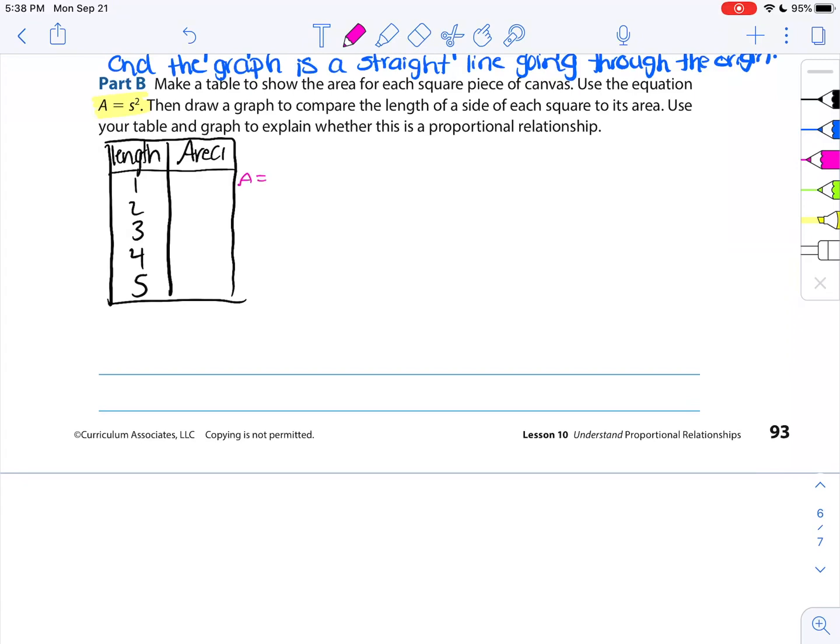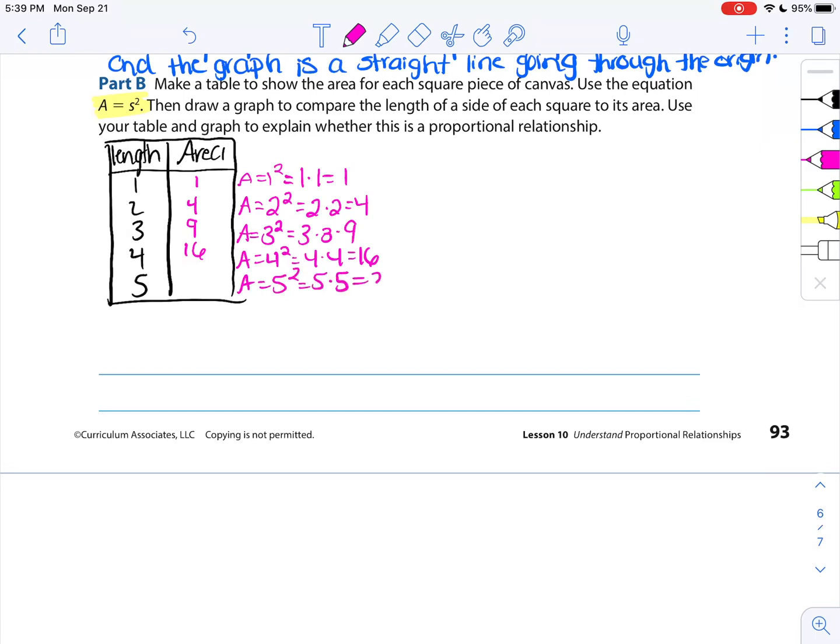So A equals 1 squared for the first one. Remember, 1 squared is 1 times 1, which is 1. For the next one, A equals 2 squared, which is 2 times 2. 2 times 2 is 4. And then area equals 3 squared. 3 times 3 is 9. 4 squared. 4 times 4 equals 16. And then 5 squared. 5 times 5 equals 25.